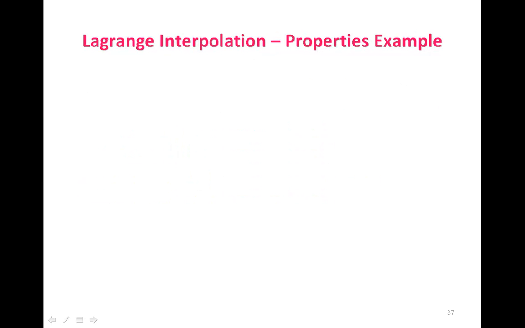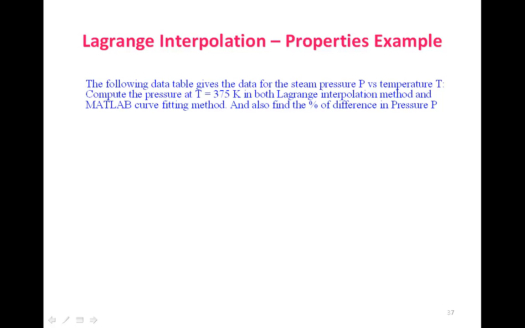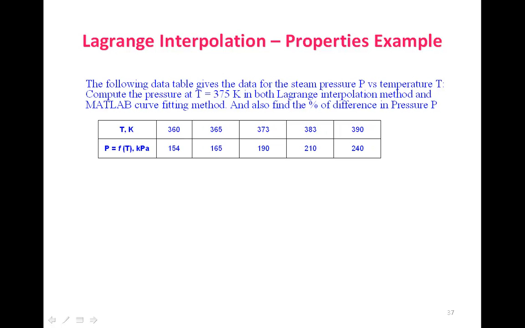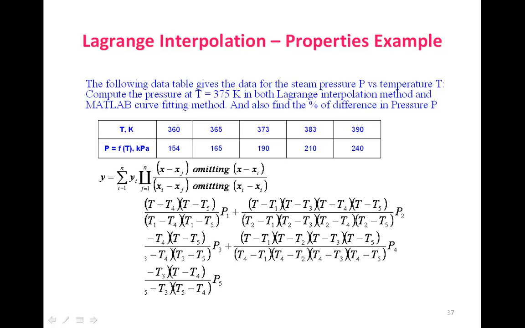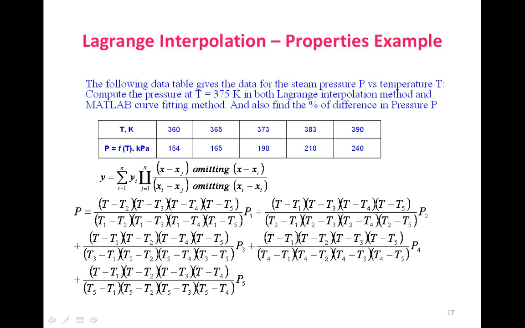And coming to this example of the Lagrange interpolation method, to solve for thermodynamic properties, for example, the following data is given to find steam pressure versus steam temperature. Compute the pressure at a given temperature of 375 Kelvin using both the Lagrange interpolation method and the MATLAB curve fitting method, and also find the percentage difference in the pressure. The given data is temperature, 5 temperatures are given, and the pressure as a function of temperature is also given. We will use the fitting, y is equal to a function of x, with the numerator as well as the denominator. The pressure is developed from the numerator as well as the denominator. Finally, by substituting this given data, that is the temperature, we will get the pressure.